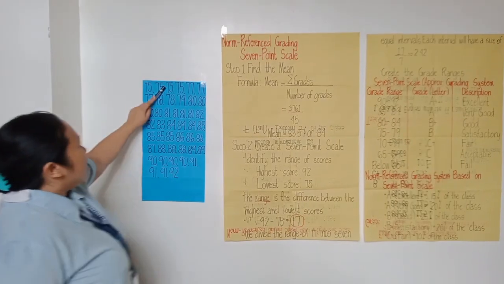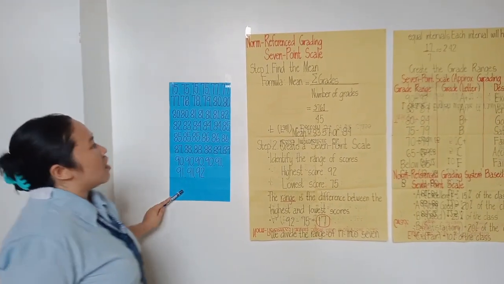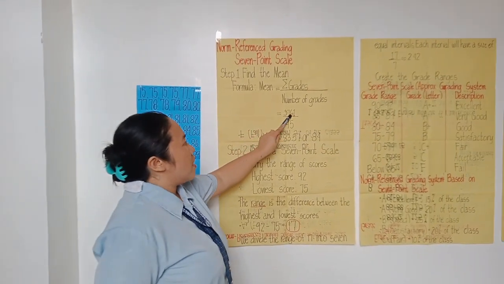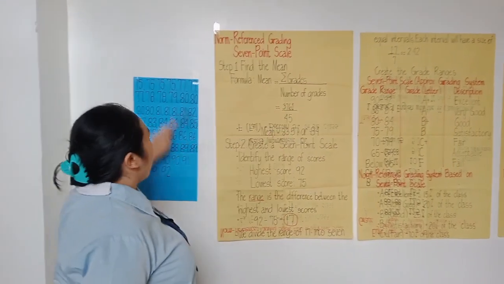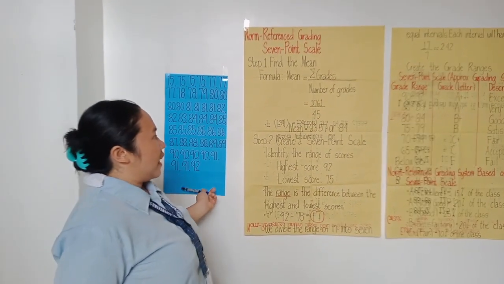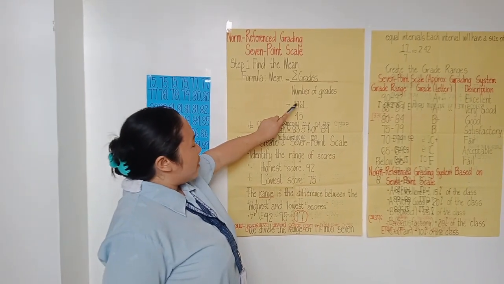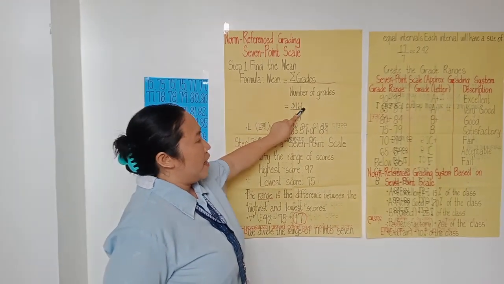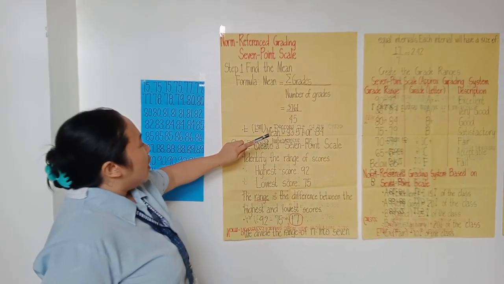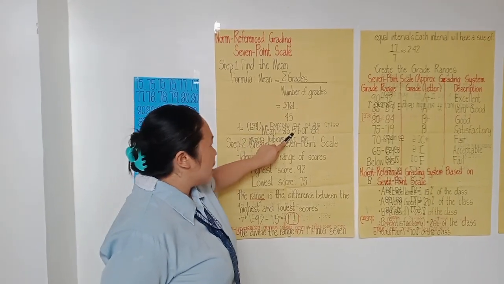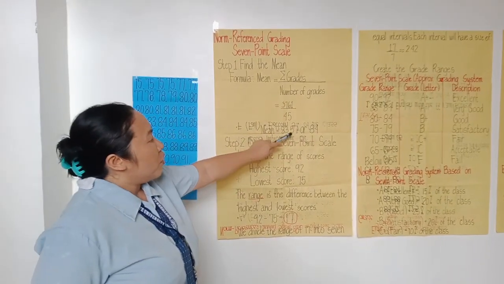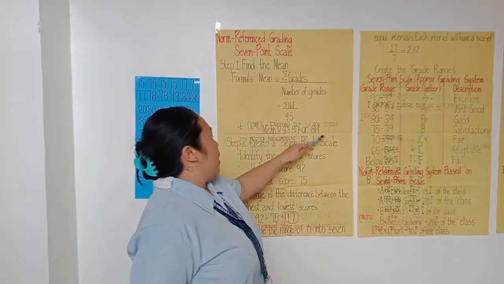So adding all the final grades, we come up with 3,761, and for the number of grades, there are 45 students in the class. So 3,761 over 45, the mean is 83.57, or rounded off to 84.